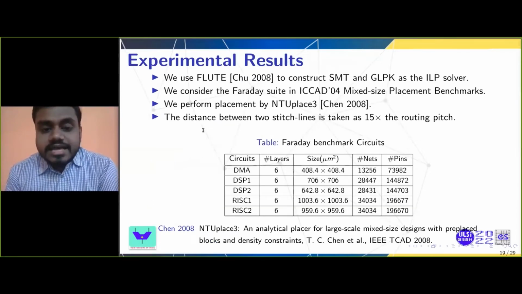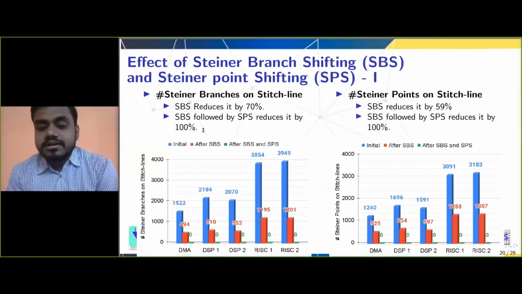Now let us see some of the results that we have obtained. We run our global router on the Faraday benchmark circuits. We considered the distance between the two stitch lines as 15 times the routing pitch, and our global router achieved 100% routability for all these circuits.